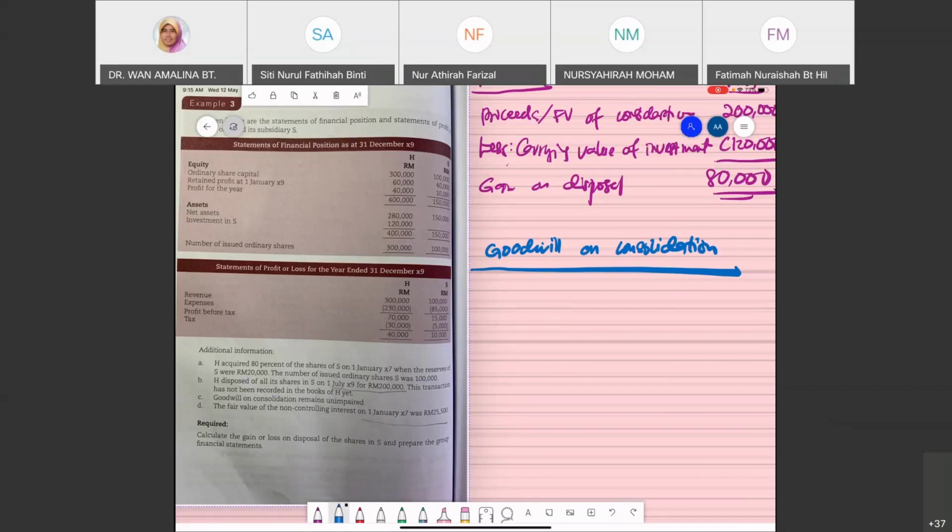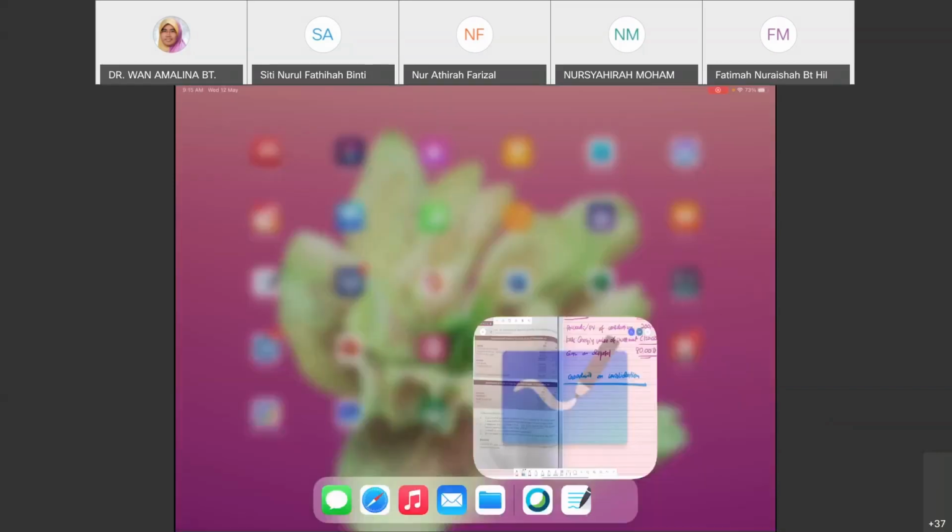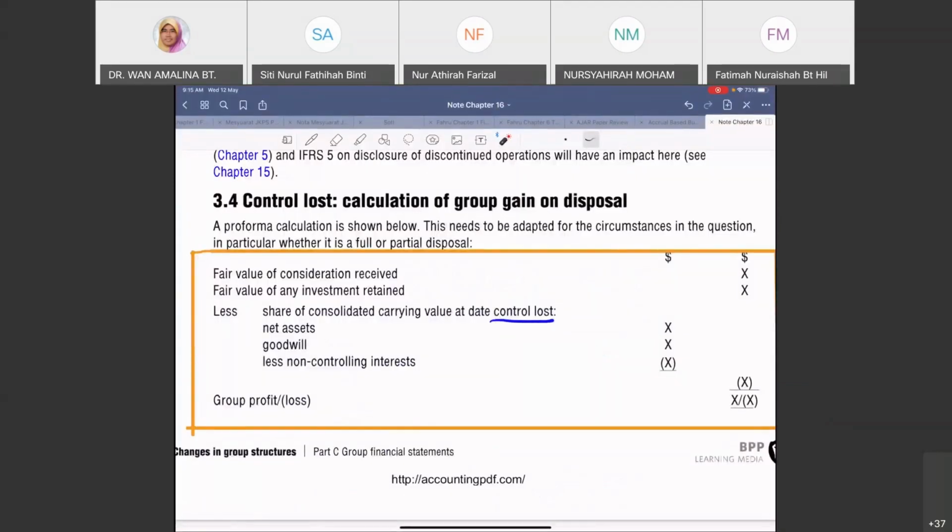Okay, so dia written off. That's why dia ni lah, kalau tengok ni, dia written off. Dia buang semua ni. Goodwill buang kan, less goodwill. Dia buang goodwill kan. Okay. Barulah dia dapat profit or loss. Non-controlling interest pun buang juga. Kan? So buang. Barulah dia dapat gain or profit or loss. Okay?